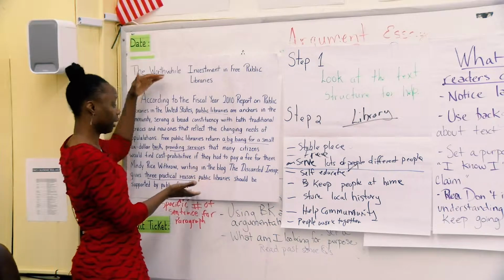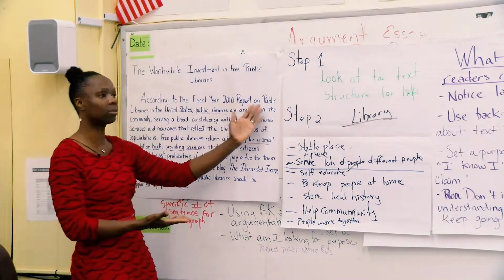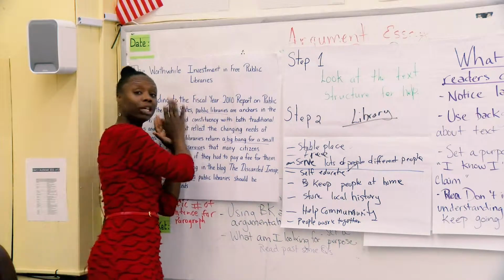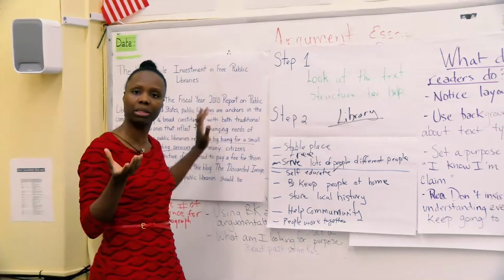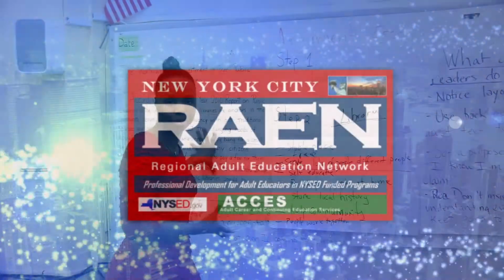Like if you look at this page, it has information according to the fiscal year 2000. You assume that you would know what information is extraneous and what information is important. You can't assume that students know that. It's important that you explicitly unpack this for students.